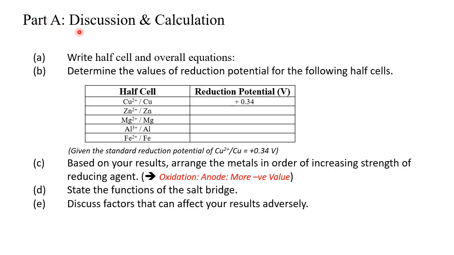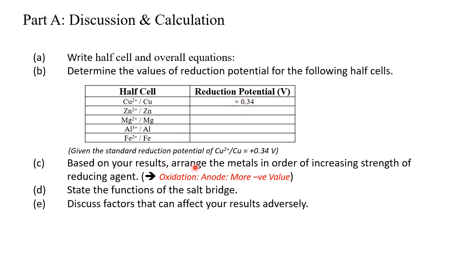So this is part A, discussion and calculation. First of all, you have to write the half cell and overall equation for the 4 sets of experiment that we have done in part A, and determine the value of reduction potential for the following half cells. We are using copper as the reference. This is the reduction potential of copper. How to find this value, later I will show you all.